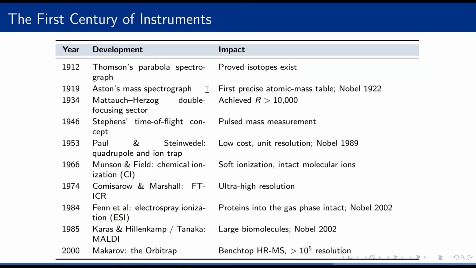I want to spend a moment on the century-long arc of this field, because the hardware we use today has so many parents. After Thomson, the first really important advance came from Francis Aston, who was Thomson's student. Aston built what he called a mass spectrograph in 1919. He got the Nobel Prize for this in 1922.